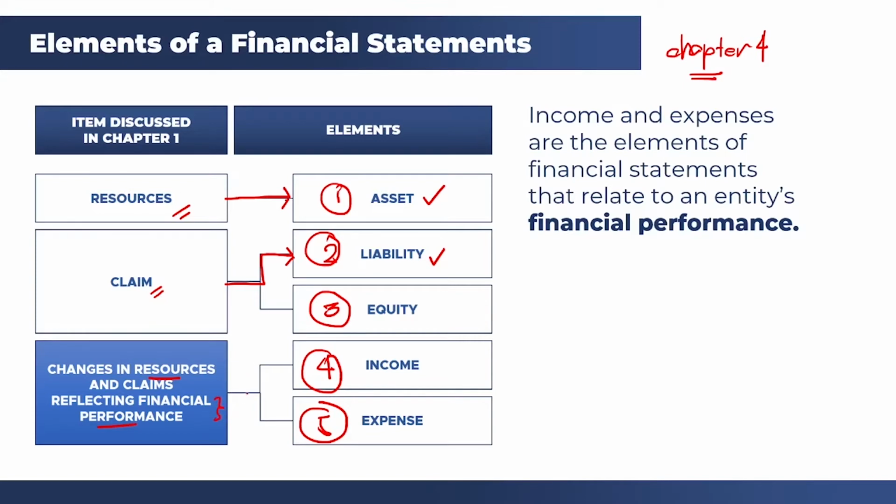I want you to remember this definition because we will revisit this later when we discuss how it all fits in the accounting equation of assets is equal to liabilities plus equity. Income and expenses are the elements of financial statements that relate to an entity's financial performance. The first 3 elements above that we have discussed before relate to the entity's financial position.